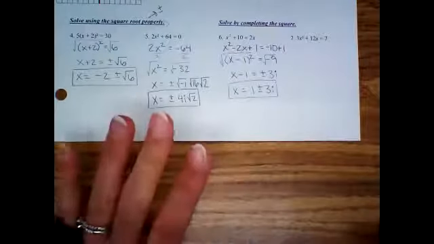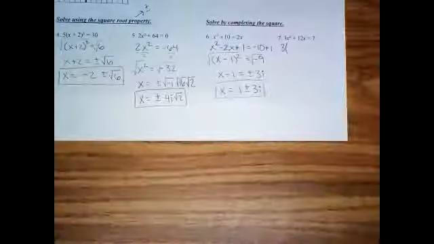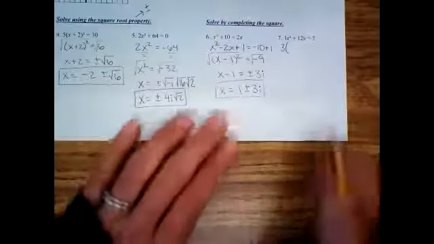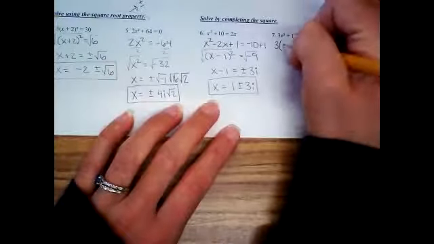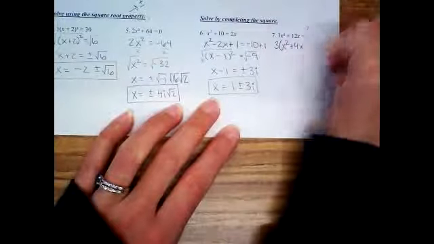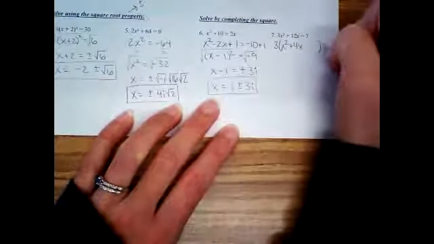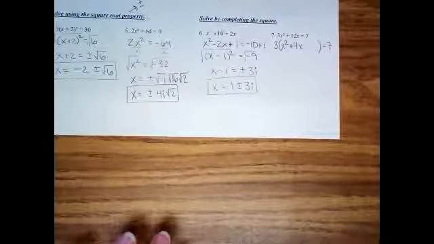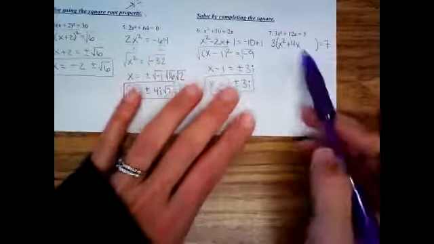This one's got a 3 out front. You're all going to be okay. I believe in you. We're going to have to factor out the 3. So if you factor out 3, what are you going to be left with? X squared. Good. Plus 4x. Leave a gap there. Equals 7. And then here's where we complete the square. So you want to divide by 2 and square.